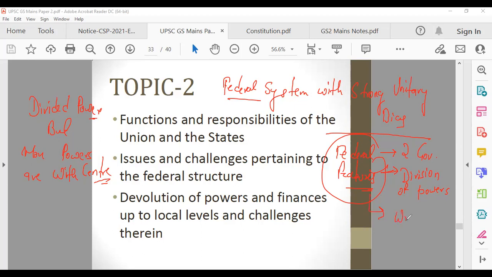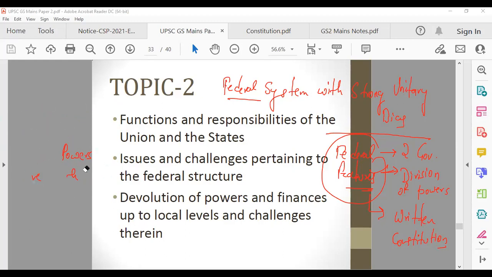Written constitution. How is a written constitution a federal feature? Understand one thing: they can directly ask you, or they have already done that. In prelims and mains also, they will give you certain features and ask which is a unitary feature and which is a federal feature. So you need to understand what we are doing right now: what are federal features and what are unitary features? How come a written constitution is a federal feature?